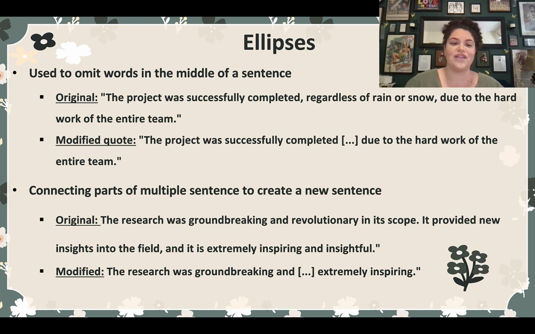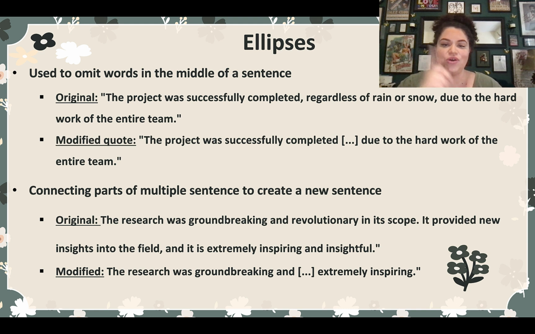So the modified quote that would appear in your paper might sound something like this: "The research was groundbreaking and ... extremely inspiring," okay? With the ellipses in the brackets because you are adding it. The research was groundbreaking and extremely inspiring. Again, we use the brackets because you want to indicate to your reader that the ellipses is added by you, not the author of the original quote. And the meaning is exactly the same. The research was groundbreaking and extremely inspiring. That is the same thing that the original quote is saying, just in fewer words in one sentence rather than two.